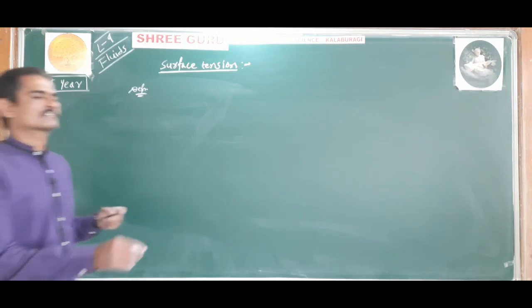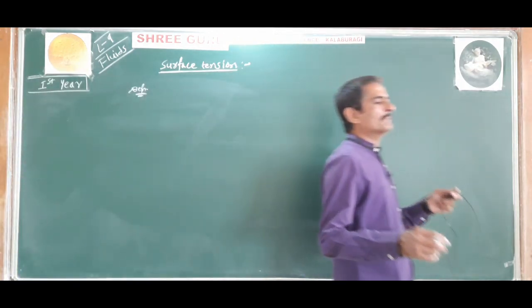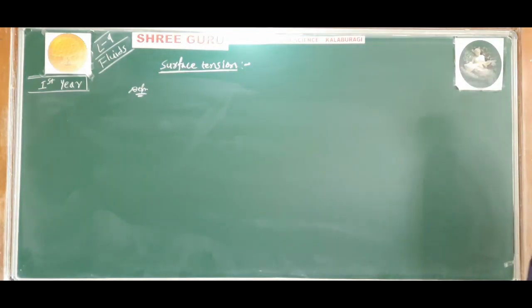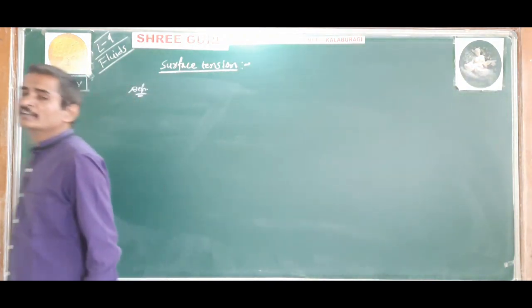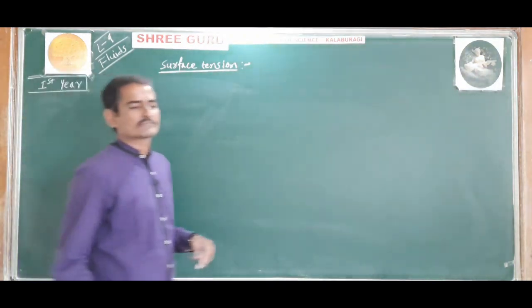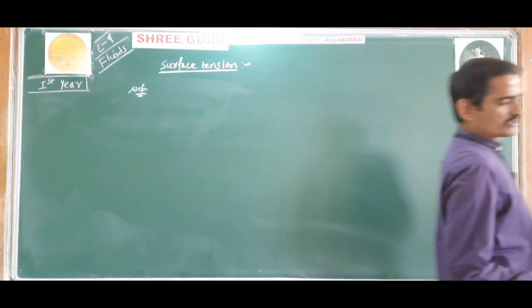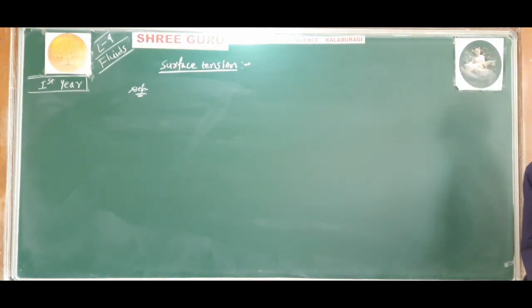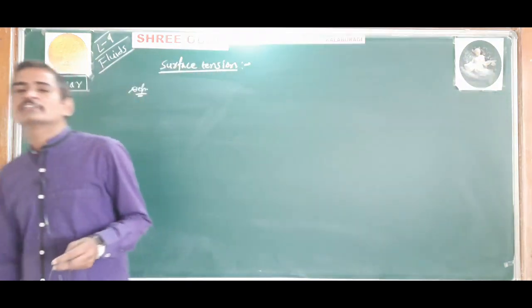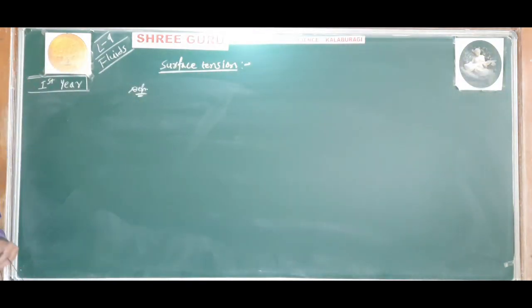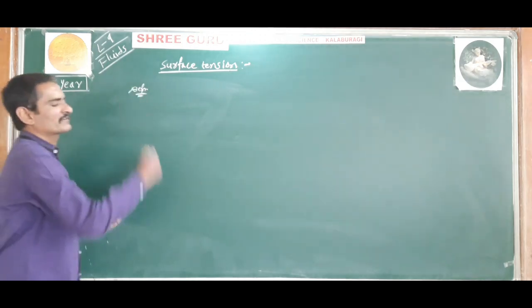So surface tension is the property of a liquid by virtue of which a liquid surface tries to occupy minimum surface area and behaves like a stretched elastic membrane. Understood? Okay, this is the definition.